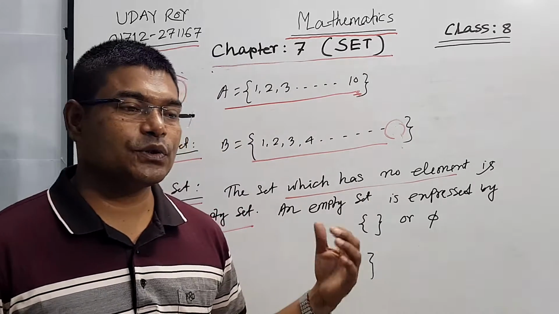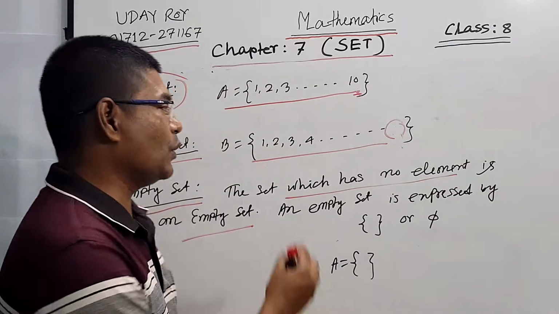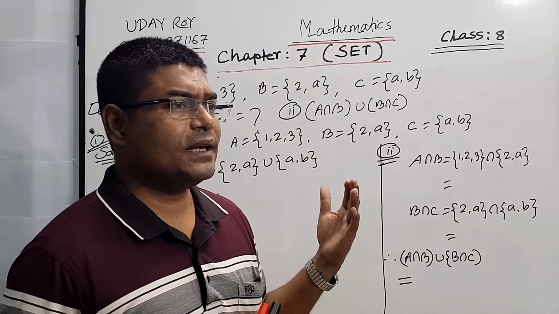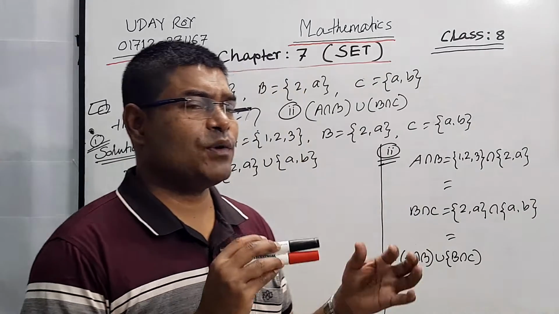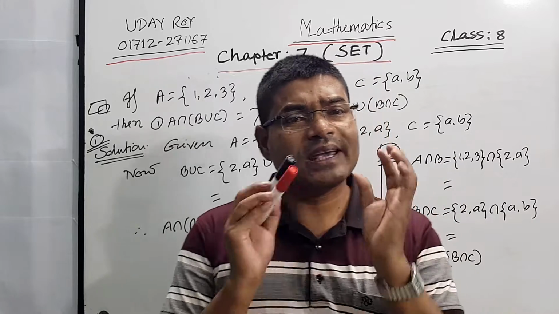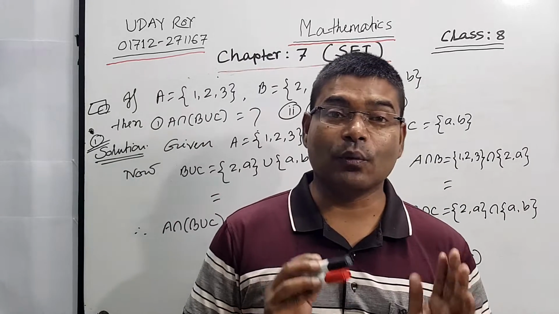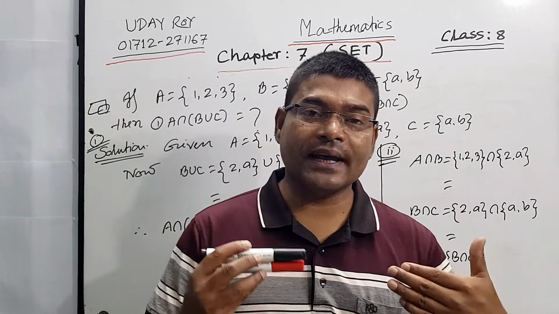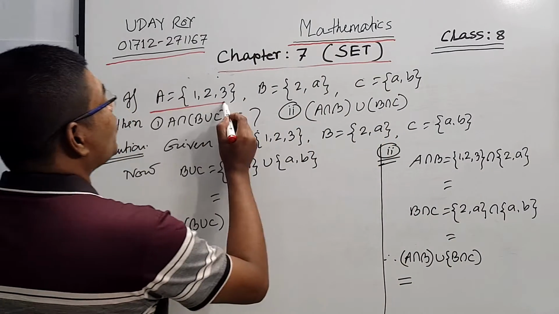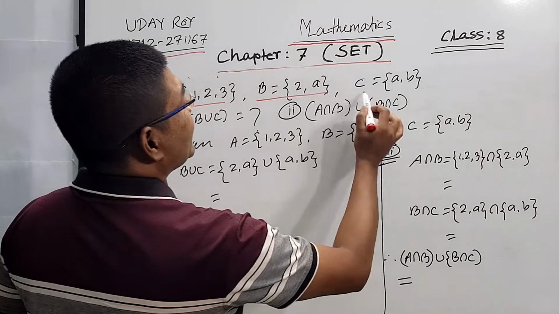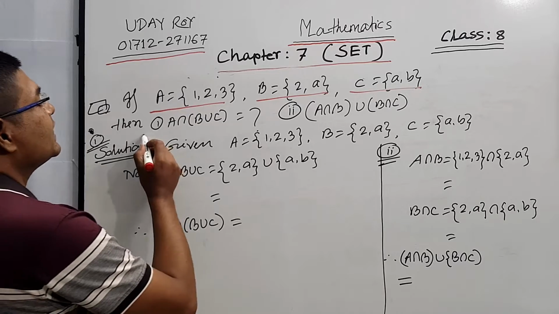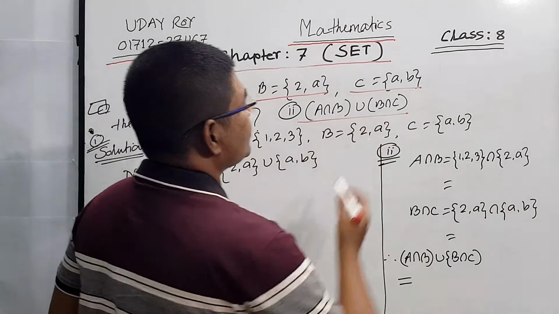Now we will have to do some maths. So please come back to the board. We will solve some maths. Now follow the board. Here are some maths related to union and intersection. We know union means common and uncommon both, and intersection means only common. So please come back and you can see here A equals 1, 2, 3, B equals 2, a, and C equals a, b. We have to determine this, number 1 and number 2.